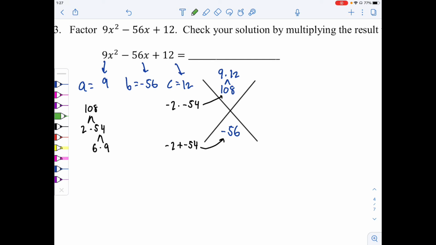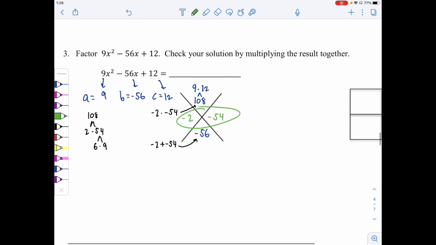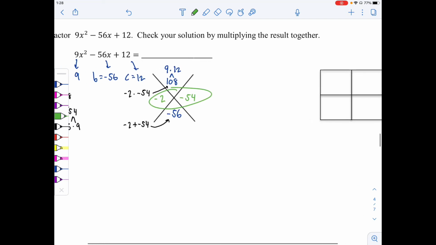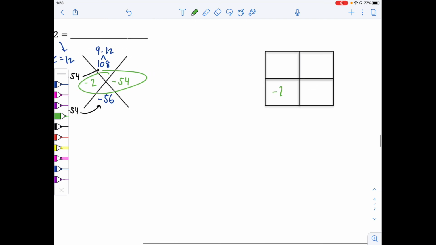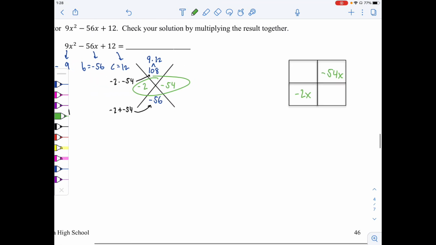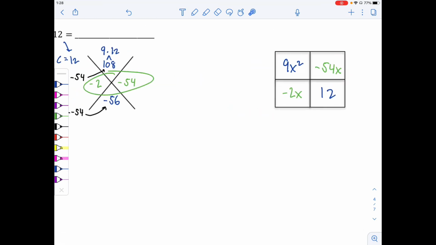Right, so our two numbers, negative 2 and negative 54, are the two numbers that we're going to use right there. Okay, and we're going to put it in the box. So negative 2x and negative 54x. When we get faster, it's going to get a lot faster. First term, 9x squared. Last term, 12. Put it in there. Middle terms always add up to the middle, negative 56x. Then we find our GCF.